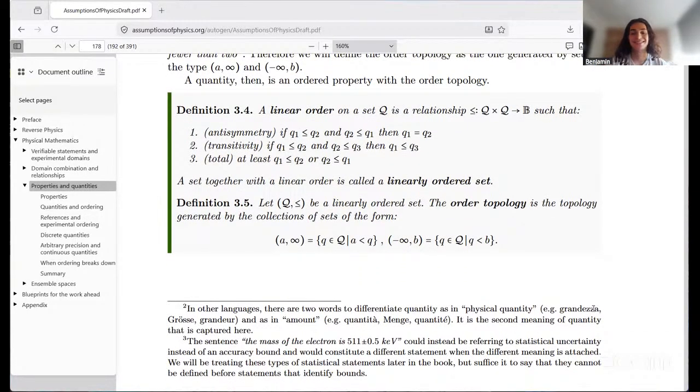Yeah, the sentence, the mass of the electron is 511 plus or minus half a keV, could instead be referring to the statistical uncertainty instead of an accuracy bound, and would constitute a different statement when this different meaning is attached. We will be treating these types of statistical statements later in the book, but suffice it to say that they cannot be defined before statements that identify bounds.